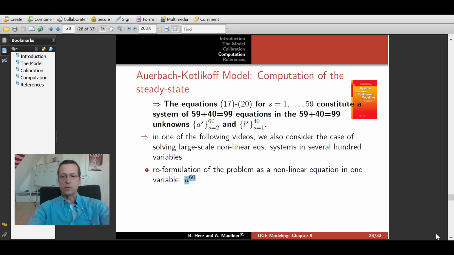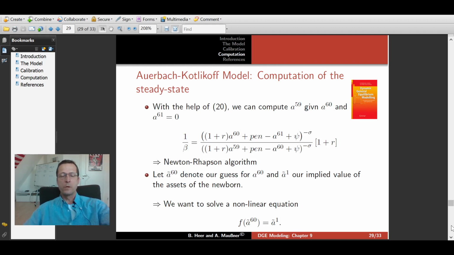How can we solve this model? Well, for this reason, look at the Euler equation of the retired person who will die at age 61, and look at the person who is aged 59. What is the optimality condition of the household at age 59? His Euler equation is presented by the first equation here on slide 29.